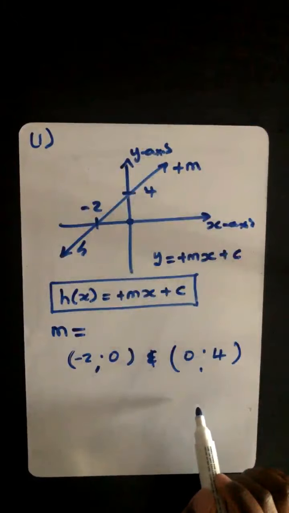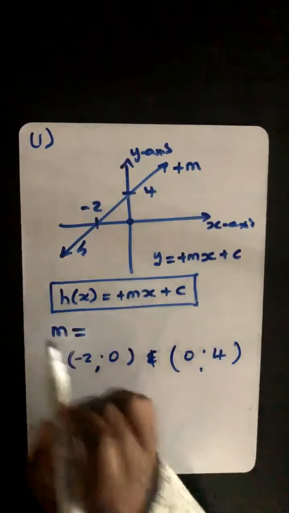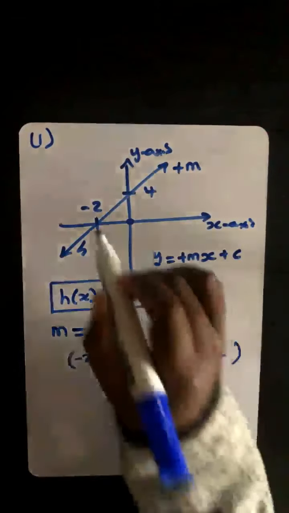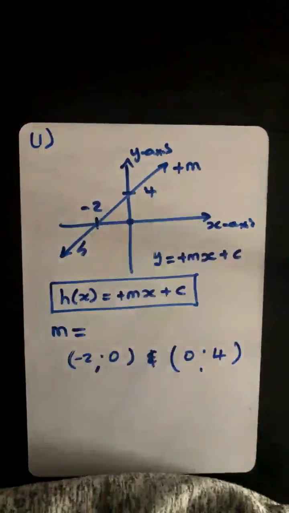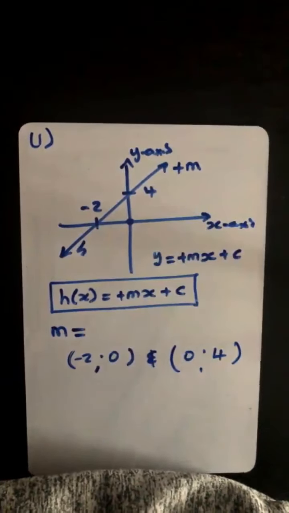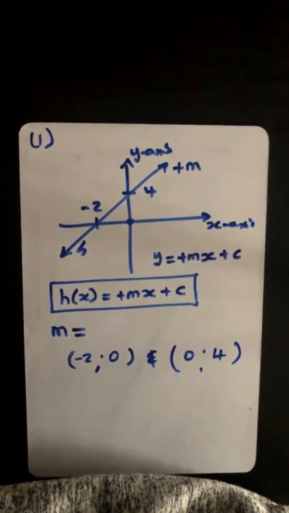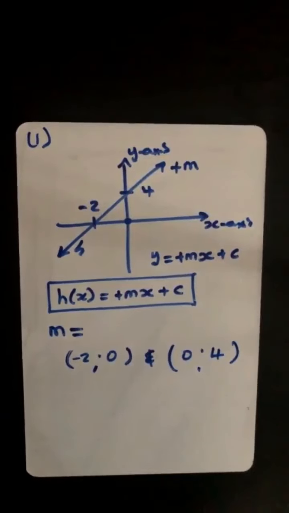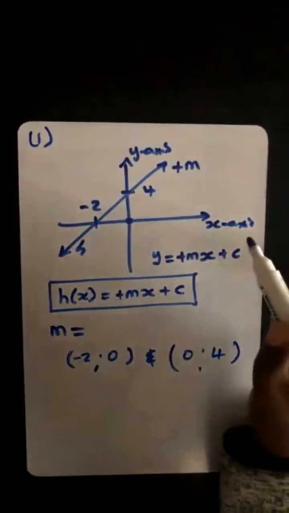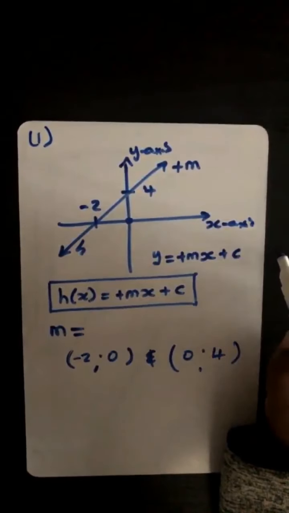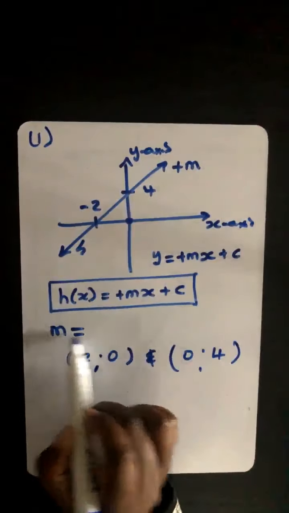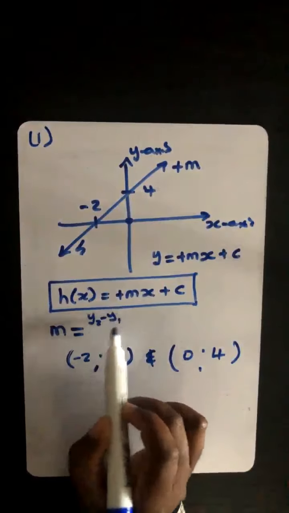So before I calculate the gradient, are you all satisfied with determining the coordinates, guys, in case you are given just the x value and the y value over there? Yes, sir. Okay, so obviously the gradient is y2 minus y1 over x2 minus x1.